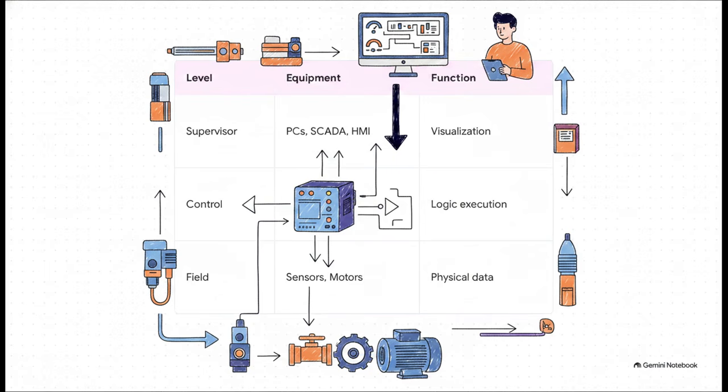Moving up one step, we hit the control level. This is where our PLCs live, constantly pulling in that field data, computing it, and executing logic in real time. Then, sitting at the very top is the supervisor level. This is where you find your industrial PCs running that SCADA and HMI software, giving human supervisors a complete visual overview of the process. So basically, data flows up and commands flow down.